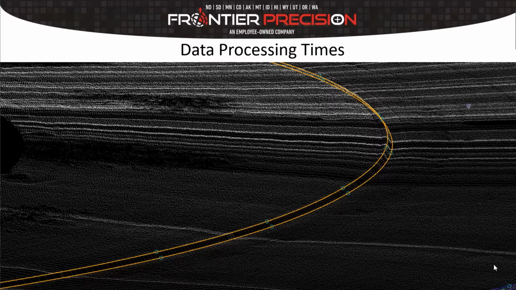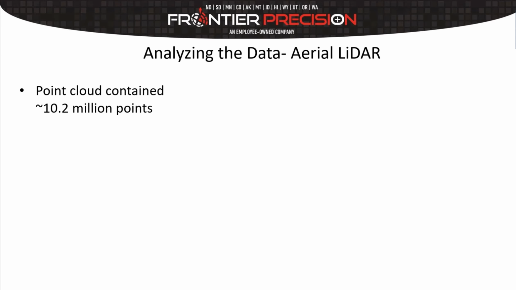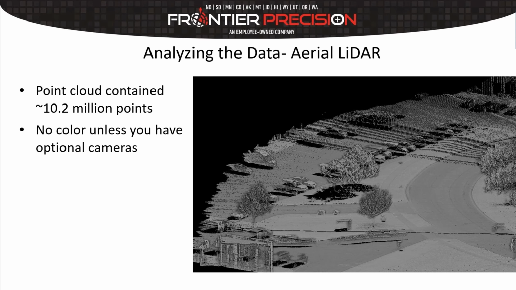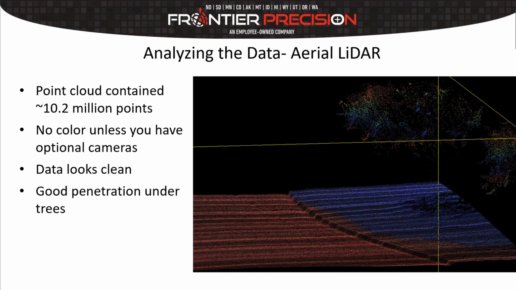And then now analyzing the data. So we had about 10.2 million points. We didn't decide to go with color. There are cameras that you can add to this YellowScan system. We had them, we decided not to use them just because it was one of our first times flying it. We just wanted to collect data. Me personally, I very rarely use color when I process point cloud data anyways, but it's there if you need it. The data looked nice and clean.